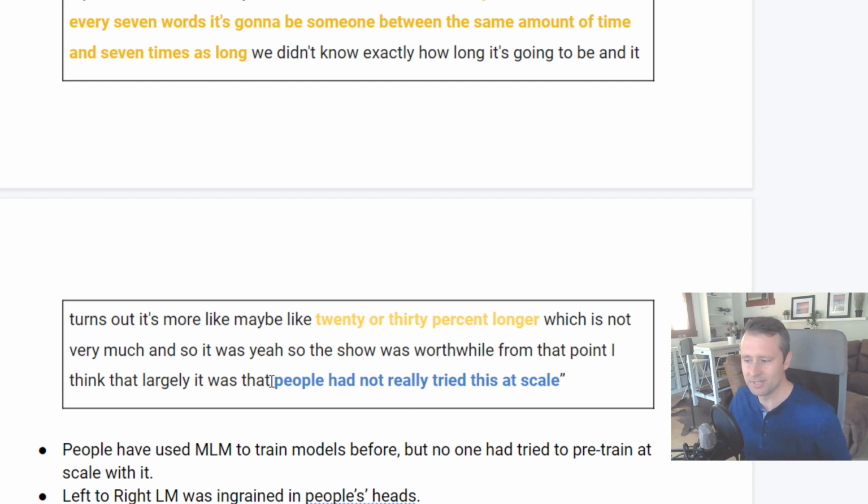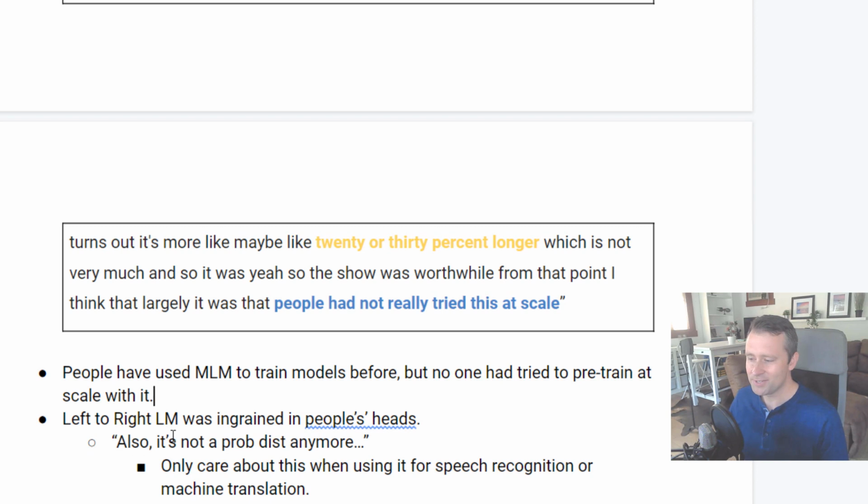So his conclusion is that people just hadn't tried it at scale, and that was the key. So pretty interesting to see how that all came together.